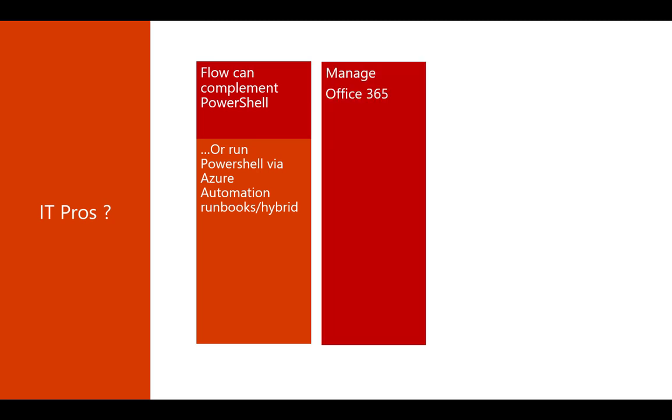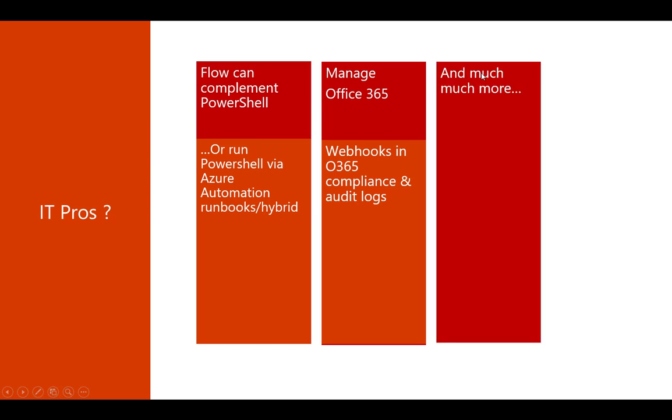For managing Office 365, Flow can be very interesting. Why? Because we have a place called the compliance and audit log where much information surfaces, and you can associate a webhook with these events. So you can create a Flow webhook in this place, so that, for instance, if someone starts a Power Apps trial, a Flow triggers and alerts the management. So there's a lot to do in this place, and much more, because this is just the beginning of Flow.